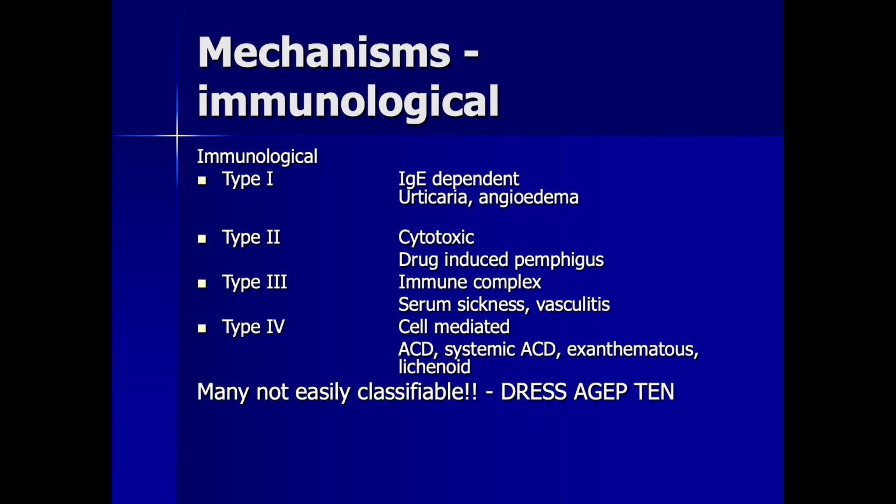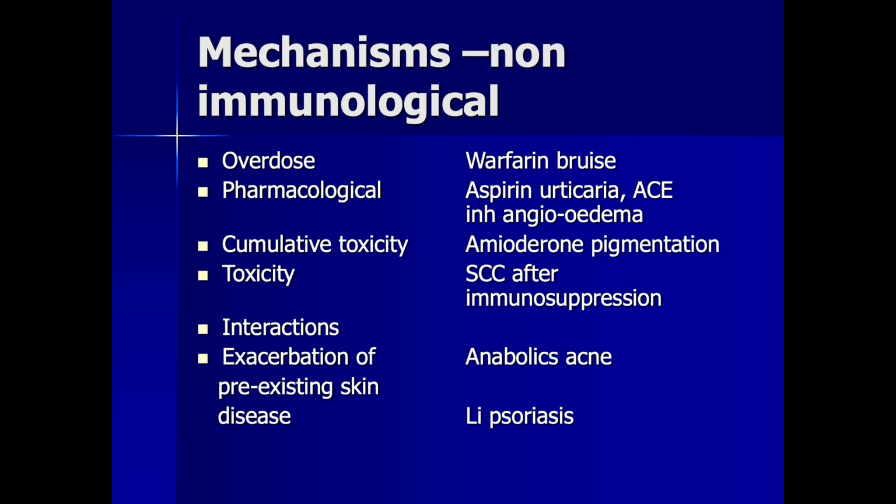But as I said, many reactions are not easily classifiable in this simplistic system. So DRESS, AGEP and TEN, the precise immunological mechanism is not completely understood. But of course, there are lots of skin reactions that are not immunological. So let's say if somebody takes an overdose of warfarin and they bruise, well, then they've got a cutaneous reaction that is entirely predictable. They're bruising because they've taken too much warfarin and they have a susceptibility to bleeding.